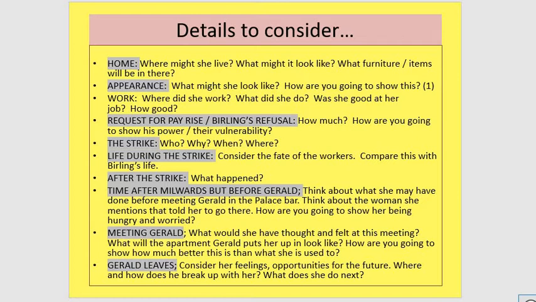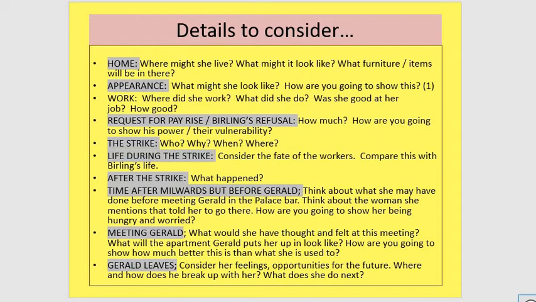So who was it that took part in the strike? Why? Their life during the strike. So consider the fate of the workers and compare this with the Birlings. How was Eva's life affected after she took part in the strike and then ultimately lost her job? Compared with the Birlings, what does that contrast show? Afterwards, obviously what happened to Eva, and that's then going to form most of your storyboard.